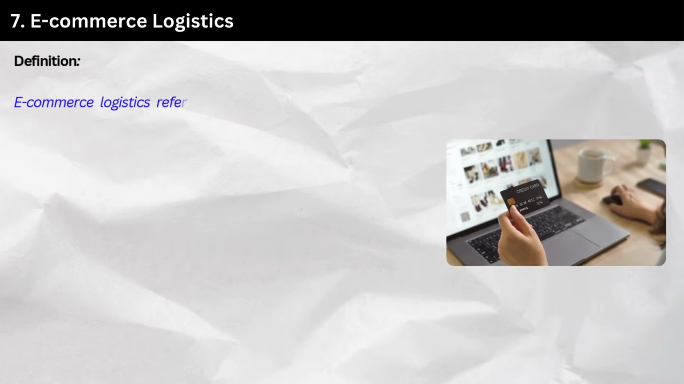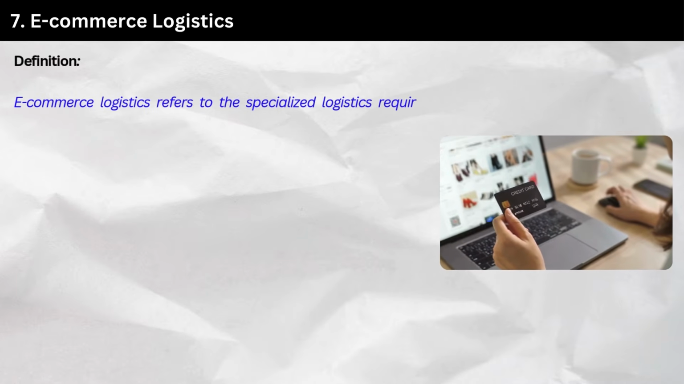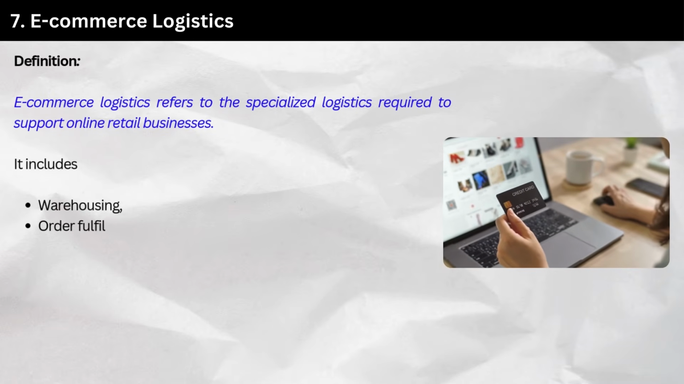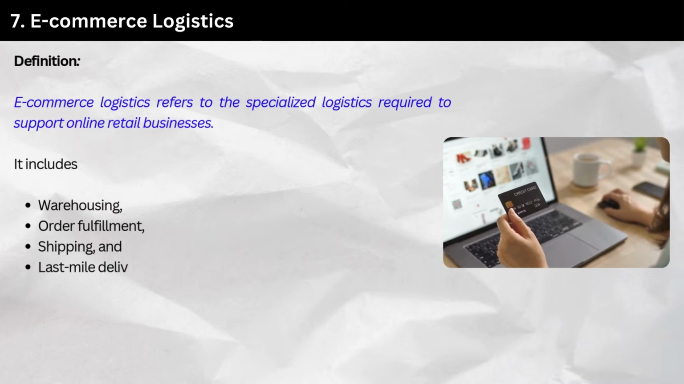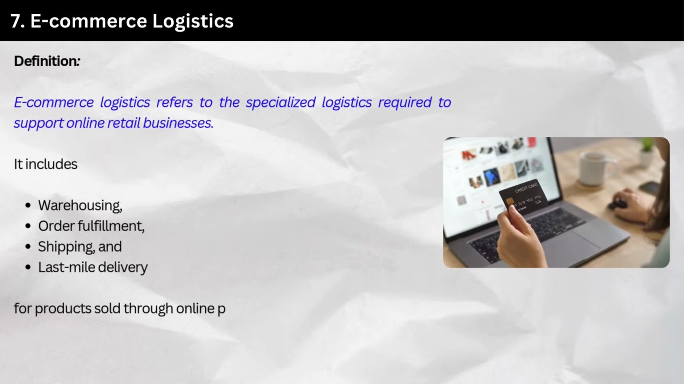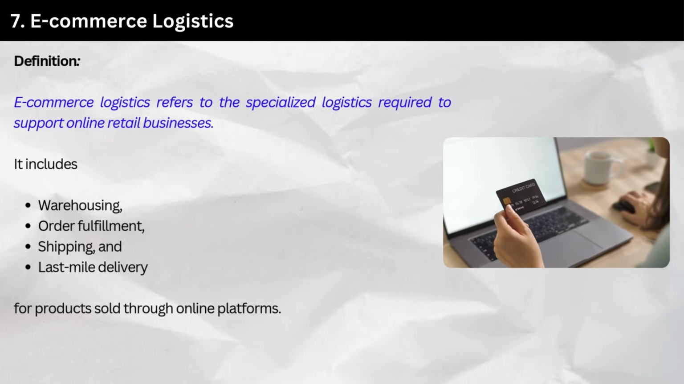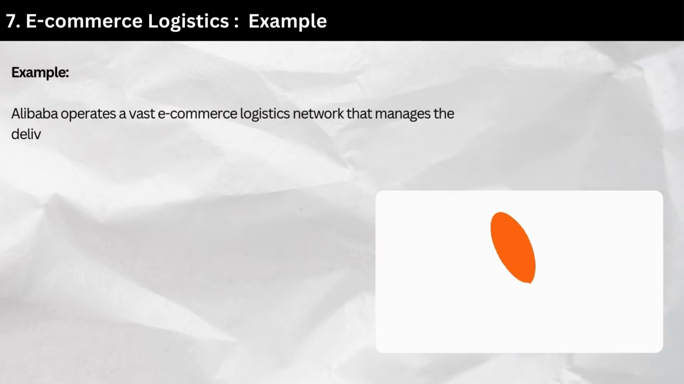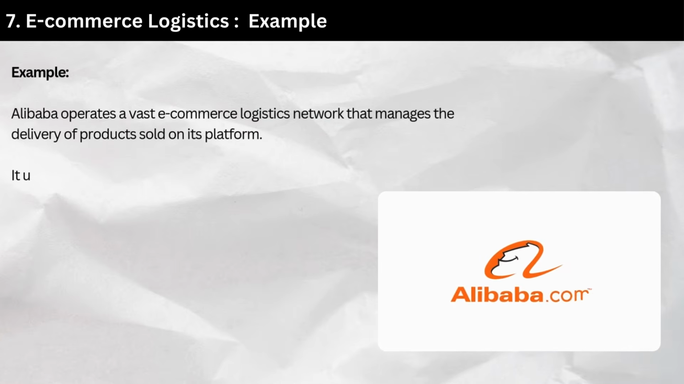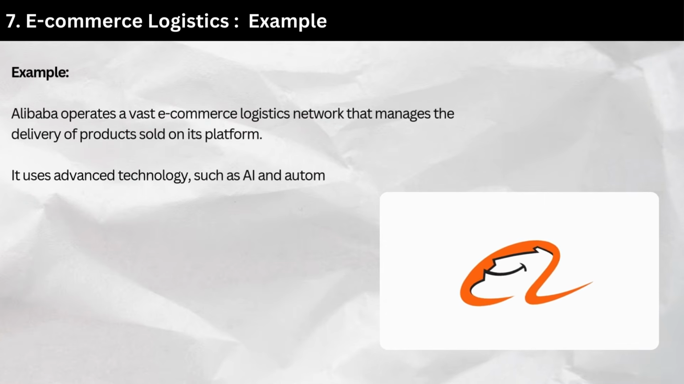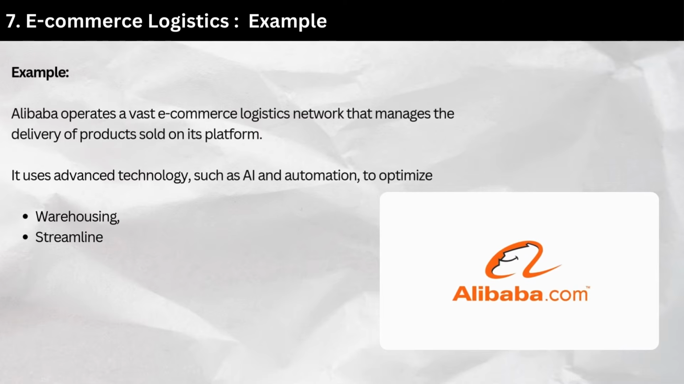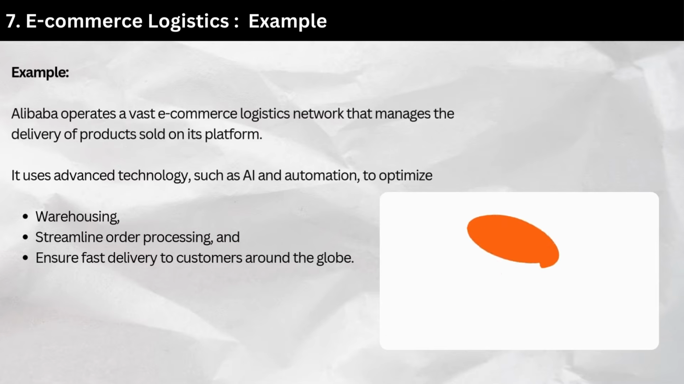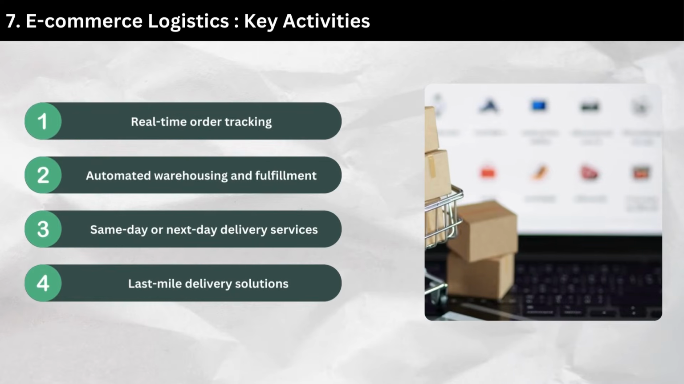7. E-commerce logistics. Definition. E-commerce logistics refers to the specialized logistics required to support online retail businesses. It includes warehousing, order fulfillment, shipping, and last-mile delivery for products sold through online platforms. Example. Alibaba operates a vast e-commerce logistics network that manages the delivery of products sold on its platform. It uses advanced technology, such as AI and automation, to optimize warehousing, streamline order processing, and ensure fast delivery to customers around the globe. Key activities.